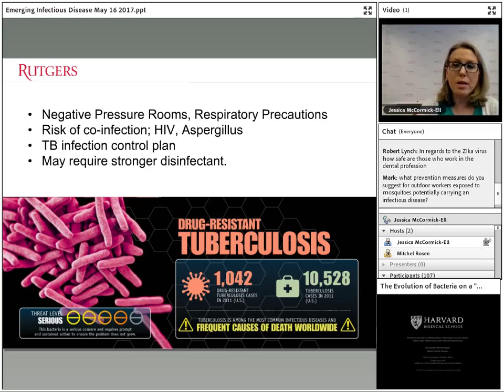But again, tuberculosis-specific clinics are well-versed and well-trained in dealing with these issues, and it comes back down to that TB infection control plan and the risk assessment that clinicians can always work with their biosafety, infection control professionals, and other environmental health and safety professionals to develop, to ensure the protection of their staff.